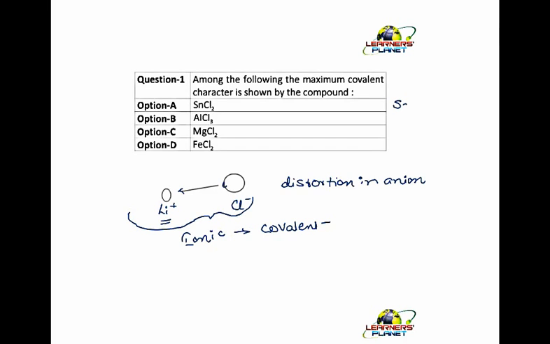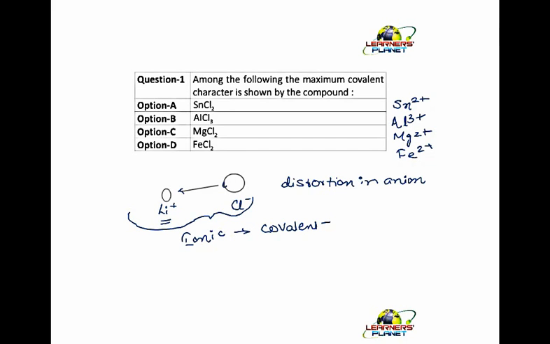Say SnCl2, what is the cation over here? Sn2 plus. AlCl3, what is the cation over here? Al3 plus. MgCl2, what is the cation over here? Mg2 plus. Likewise, in FeCl2, what is the cation, students? It is Fe2 plus.